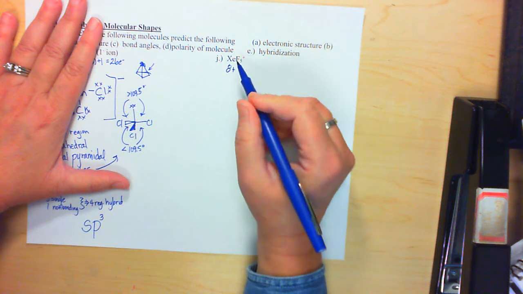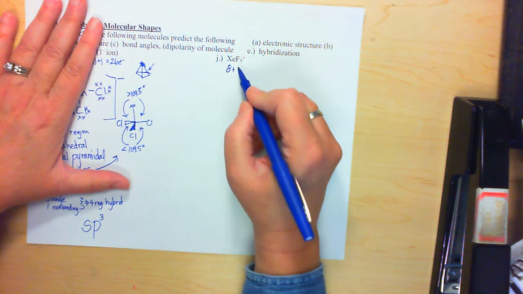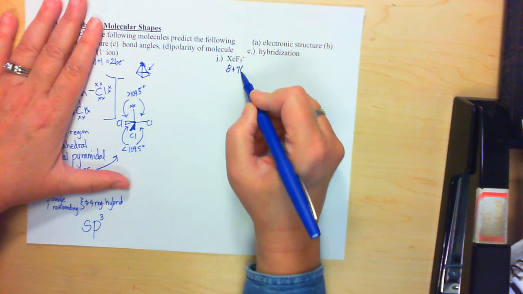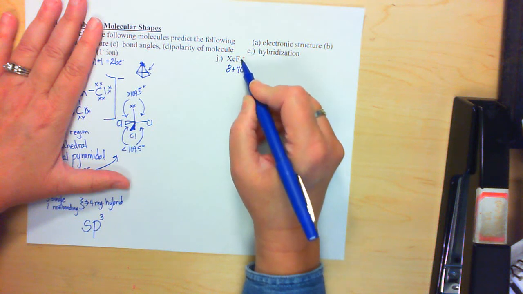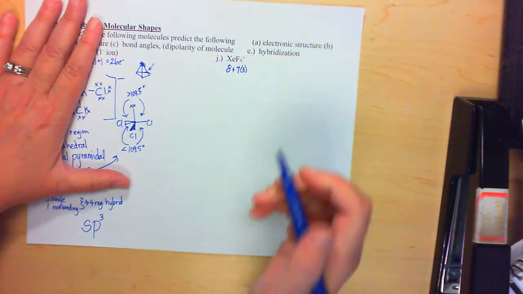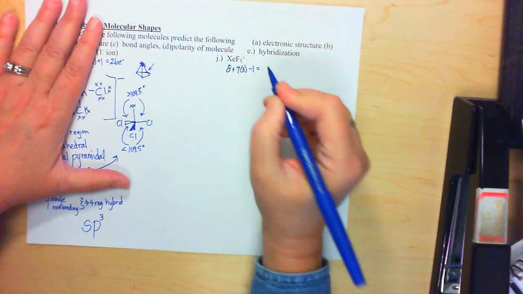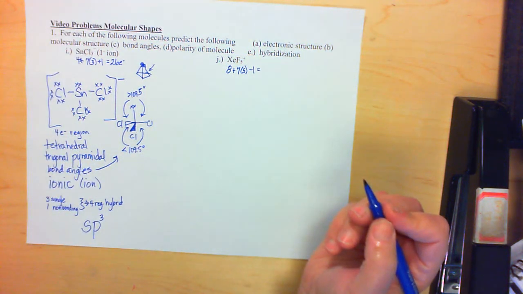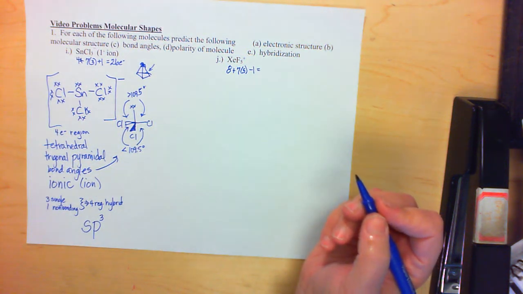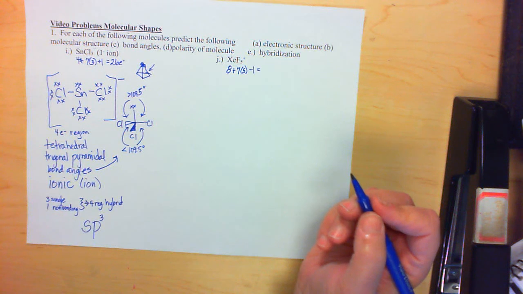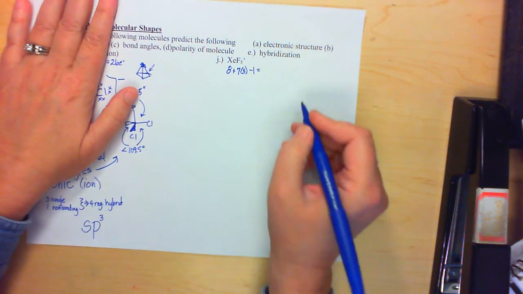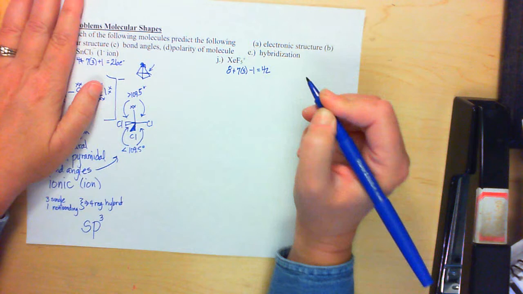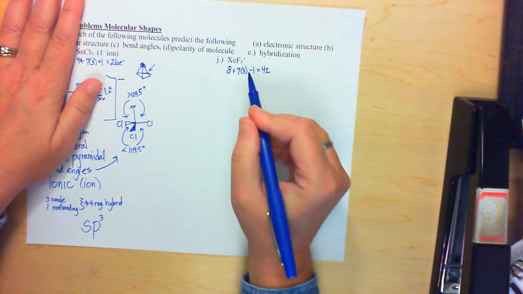We're going to have 8 from xenon. And we're going to have 7 from fluorine, which we have 5 of, but we got that little positive charge, so that means we're going to subtract 1. So 7 times 5 is 35, minus 1 is 34, which gives us 42 electrons. And again, remember, sometimes it's the math that gets you.